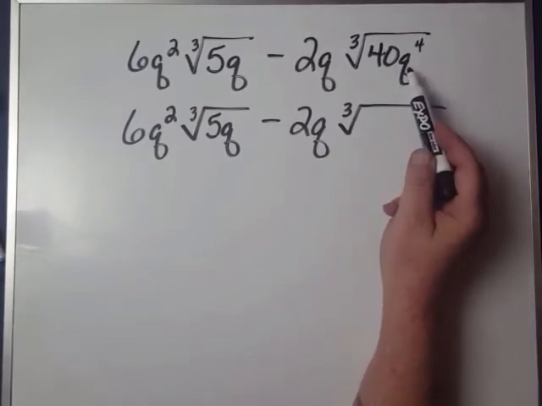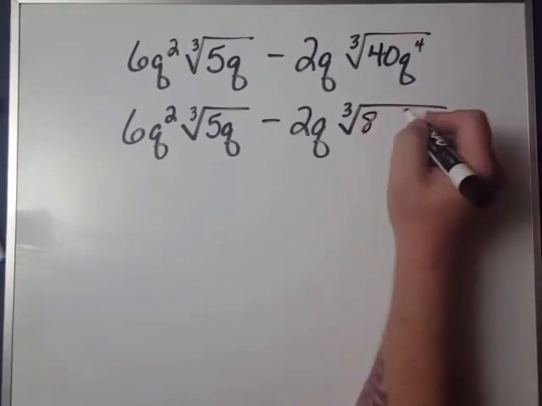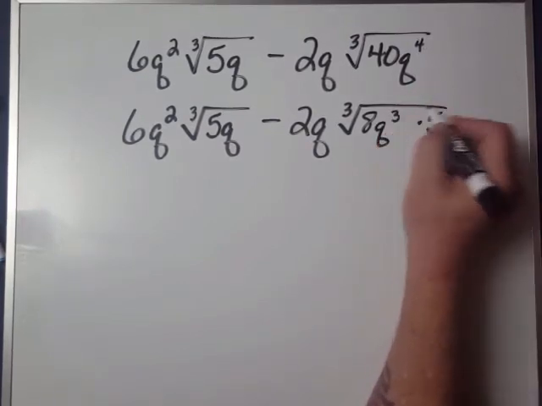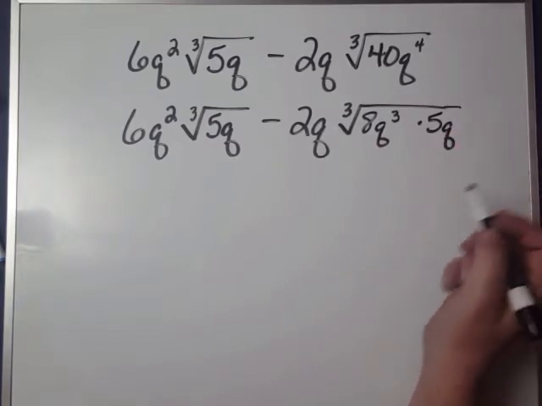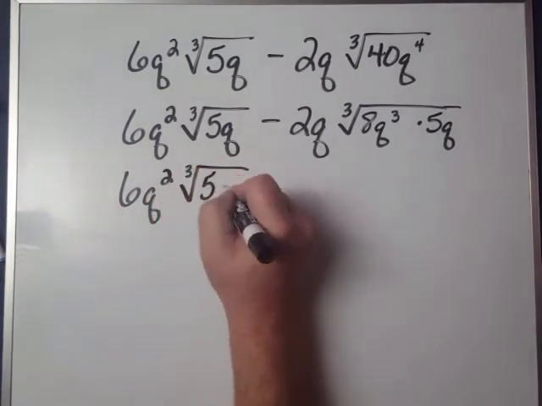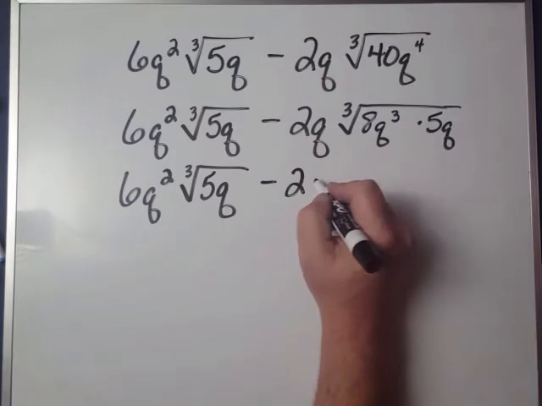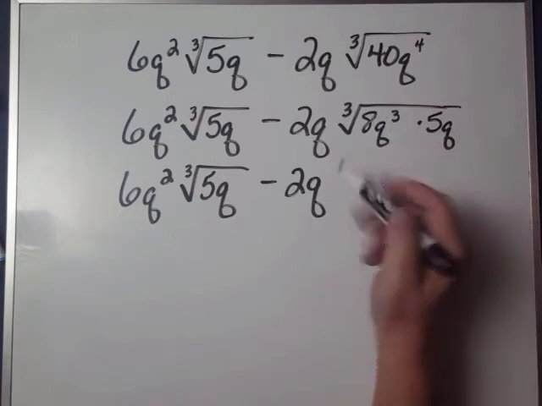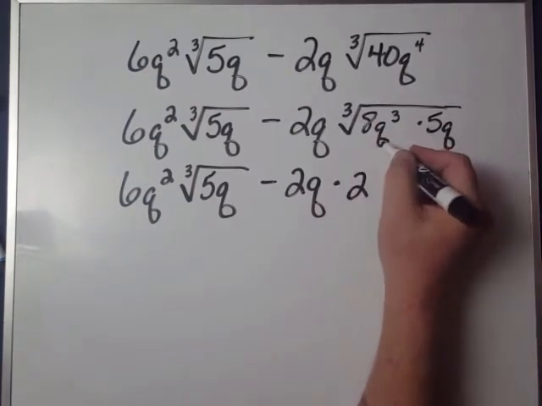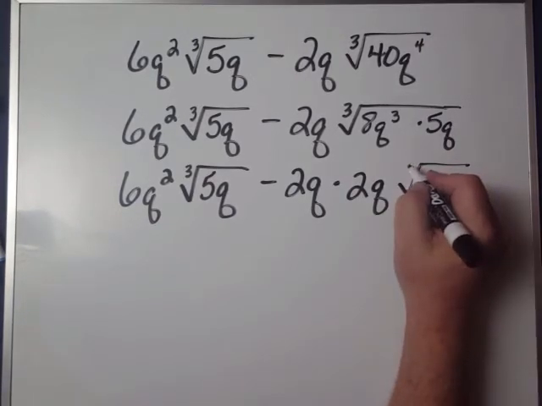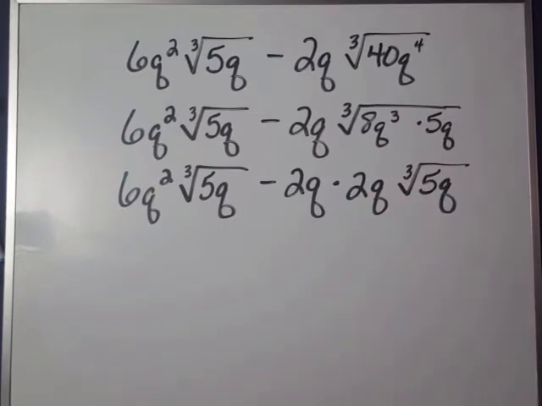Does that radicand contain any factor which is a perfect cube? Well, 40 contains an 8. It's 8 times 5. q to the fourth contains a q cubed, leaving one q behind. So this is going to give us our floating 2q, and then right here, the cube root of 8 is 2. Cube root of q cubed is q, and my 5q is stuck inside.